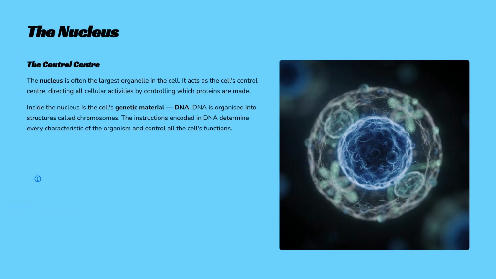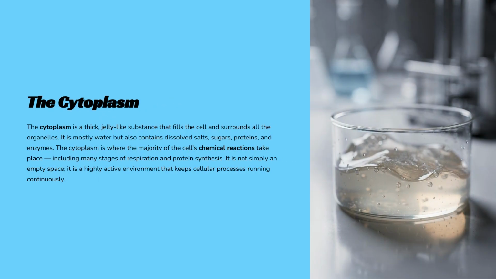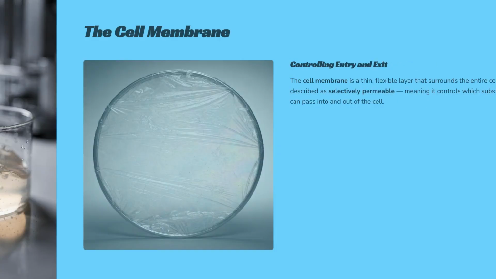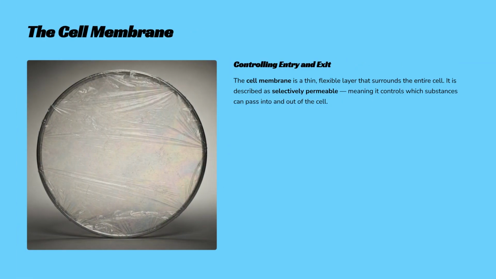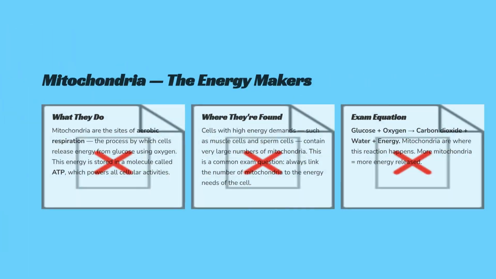The nucleus is the control center of the cell, directing all activities and containing the genetic material, DNA. Remember for exams, it controls the cell and contains DNA. The cytoplasm is a thick, jelly-like substance where most chemical reactions take place. It surrounds all the organelles and is a highly active environment. The cell membrane is a thin, flexible, and selectively permeable barrier. It controls which substances pass into and out of the cell, maintaining correct internal conditions.